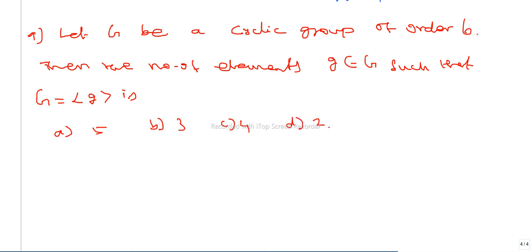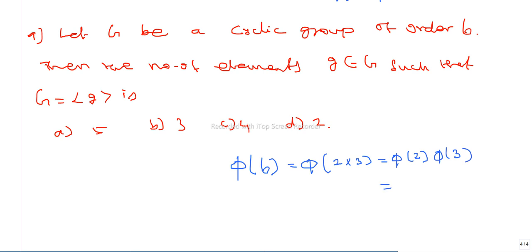So what is the answer? Actually they are asking the number of generators, which should be phi of 6. The number of generators of a cyclic group of order n is phi of n. So here n is 6, therefore phi of 6. Phi of 6 can be written as 2 into 3, and since the GCD of 2 and 3 is 1, we can split it into phi of 2 into phi of 3. And phi of a prime p is p minus 1, therefore phi of 2 is 1, phi of 3 is 2, therefore 1 into 2 is 2. Therefore there are only 2 generators in the cyclic group of order 6. Okay.